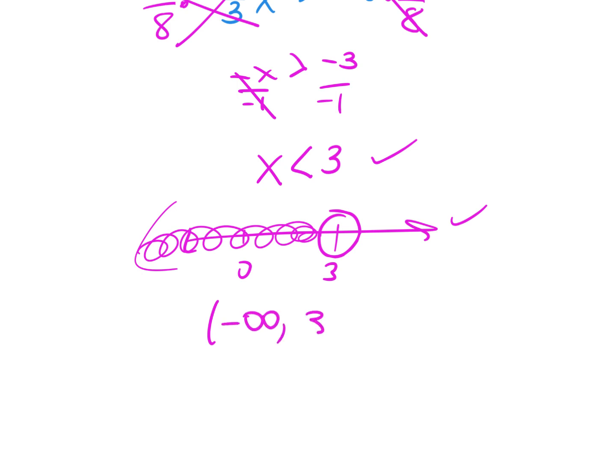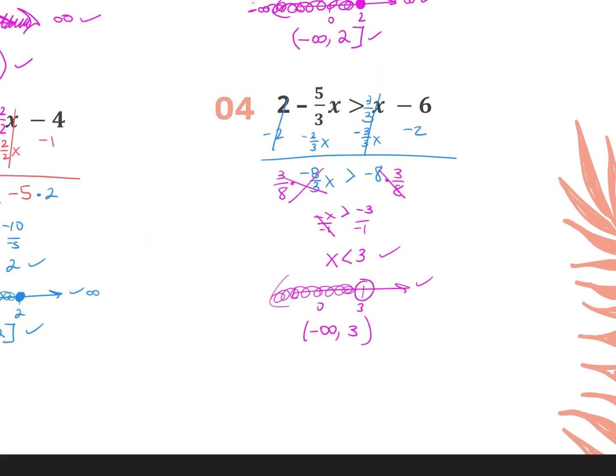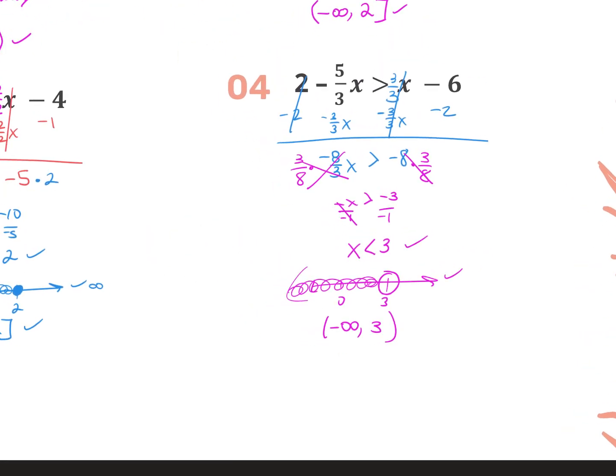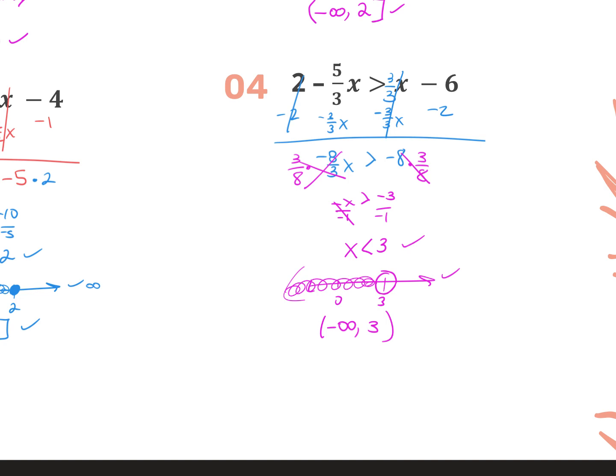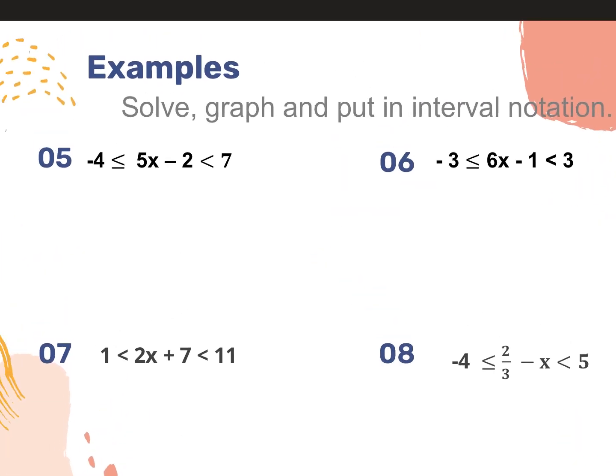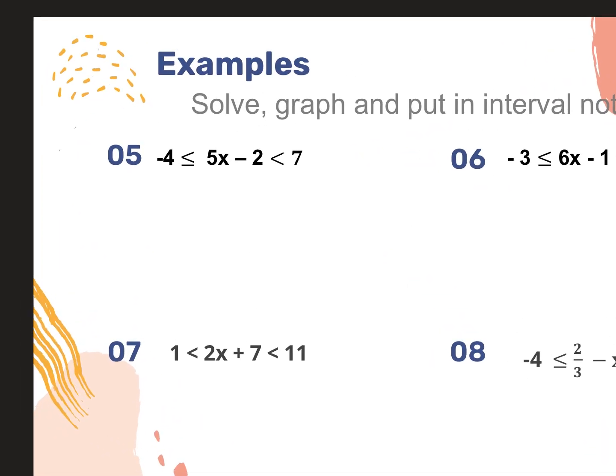Negative infinity to 3. And what goes on the end of both? Parentheses. Does not include 3. And negative infinity or positive infinity always has a parenthesis because there's no ending point. How we feel? Okay, good job. Scooting along, okay? Now we're going to do something a little different.